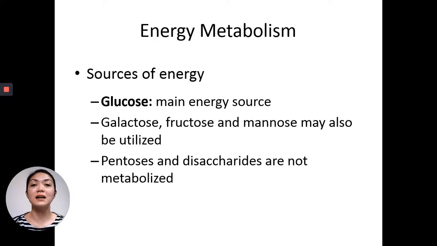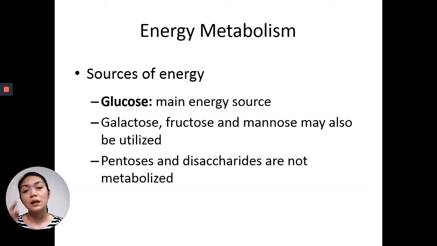Okay, so let's go now to the main source of ATP or energy in a red blood cell. As I have said, it's glucose. That's why we need to eat carbohydrates every day for energy. Right? Because the main source of ATP used by our red blood cells is glucose, the monosaccharide unit of carbohydrates. What about the other sugars? Another monosaccharide, galactose, could also be utilized.